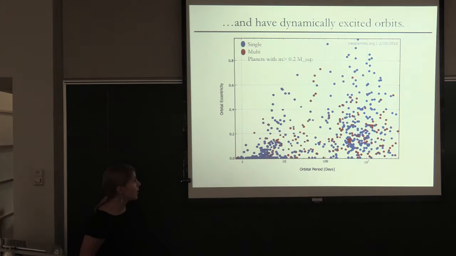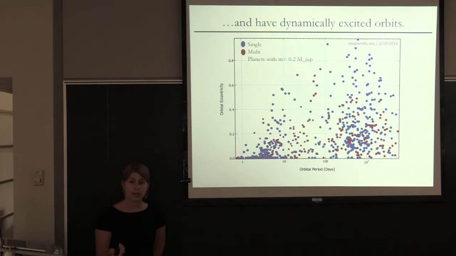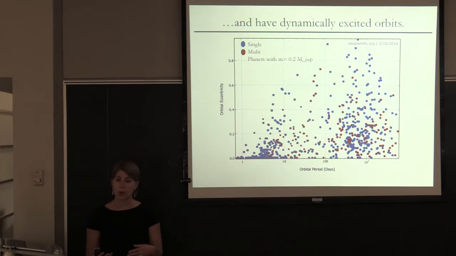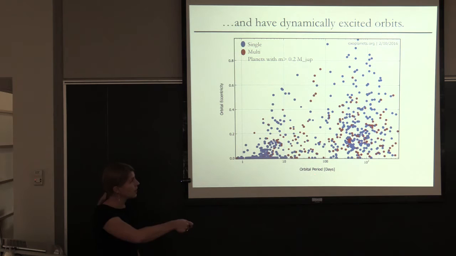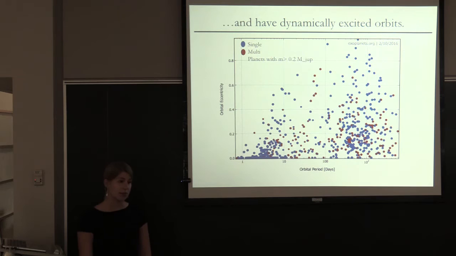Here I'm showing all of these points are observed exoplanets. The blue are those that are only in single systems, there's only one planet known in those systems, and the red are for planetary systems with more than one planet. This is the orbital eccentricity of the planet as a function of the orbital period, and what you can see is that even orbits nearly parabolic are found. This is quite different from our own solar system, where of course the gas giants and ice giants have circular orbits.